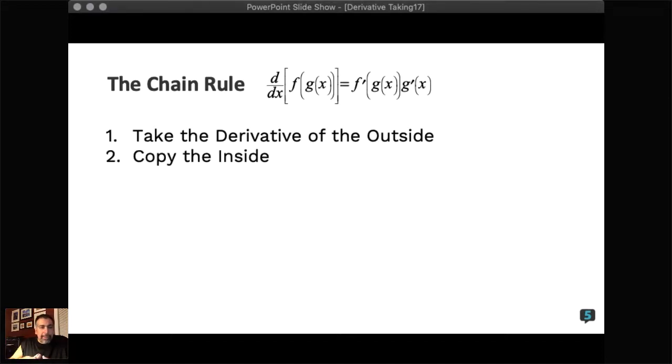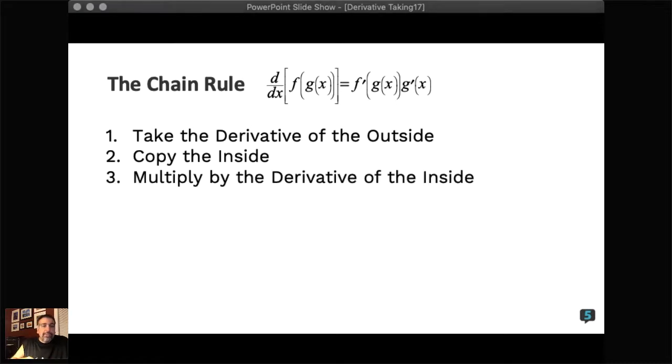Step 2, copy the inside. And step 3, most students remember for the most part, because if we're taking the derivative of an outside function at the first step, at some point we've got to take the derivative of the inside function. You just have to remind them that that's always going to be multiplied by the derivative of the inside function. Okay, these are my 3 steps for the chain rule. And if I can get my kids remembering these 3 steps along with how to use some things, the chain rule is relatively straightforward for them.